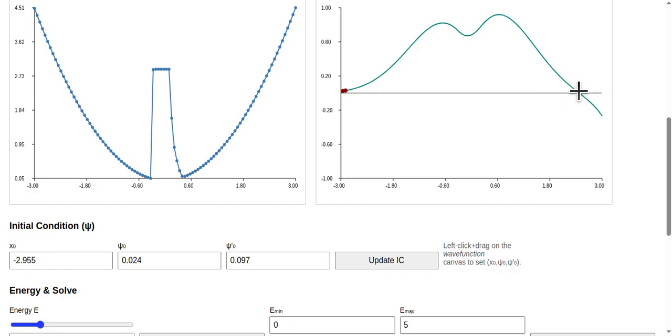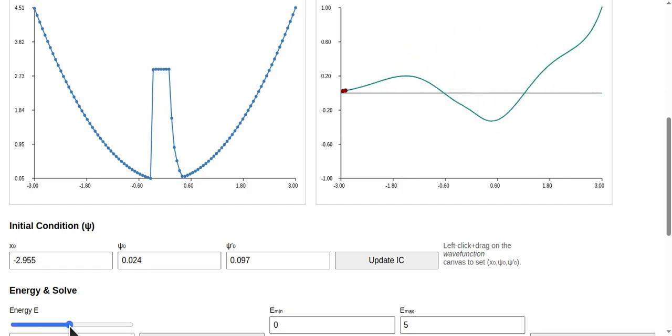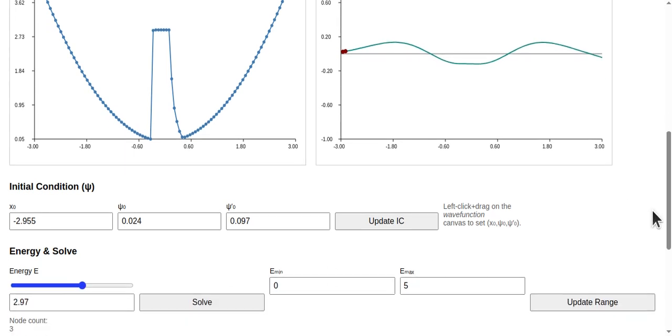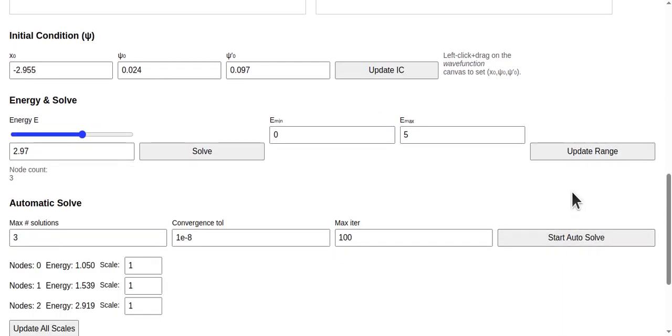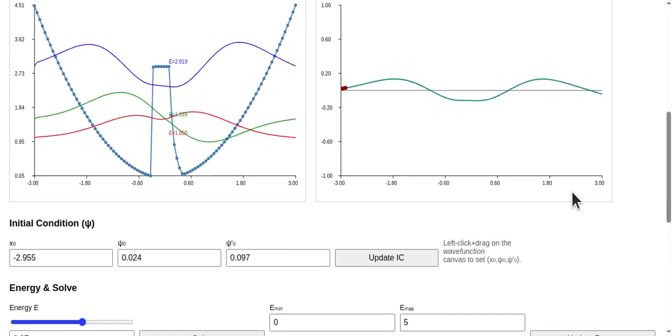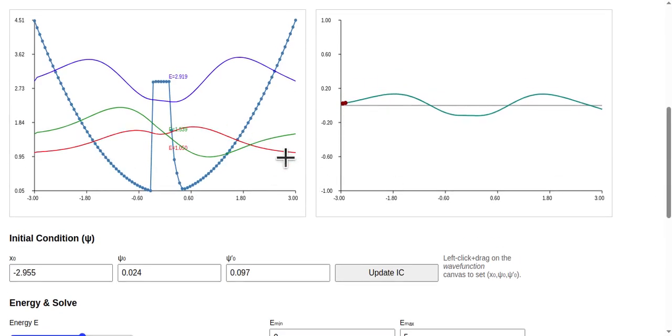So there you find between these two energy values, there's a solution where you can find a function that satisfies the Schrodinger equation and also satisfies the boundary condition on both ends, which gives a normalizable wave function. You can keep scrolling to find the excited states, and you can automate this process using the binary search algorithm. And you can see we find the ground state first, and then the first and second excited states.